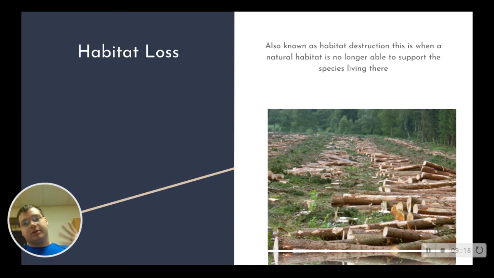Habitat loss, also known as habitat destruction, is when a natural habitat is no longer able to support the species living there. Like I said before, say there's a forest and people come in and cut all the trees down, then that species can no longer live there because it can't maintain itself there. So it has to move because of that. But we're not talking about the moving part. We're talking about them losing their habitat here. This habitat now cannot handle those animals, and it's just going to be left there as it is after it's done being chopped down, or whatever happens to it.